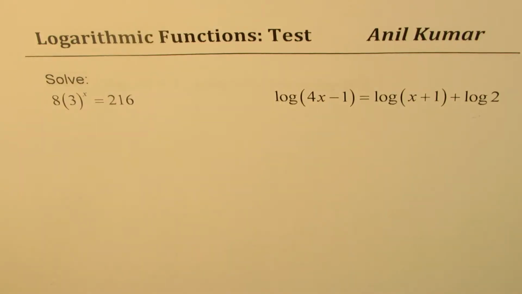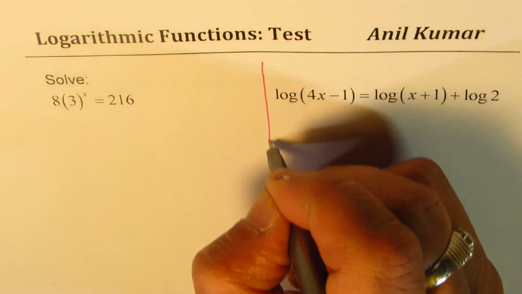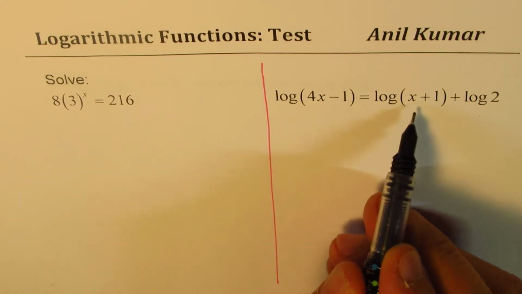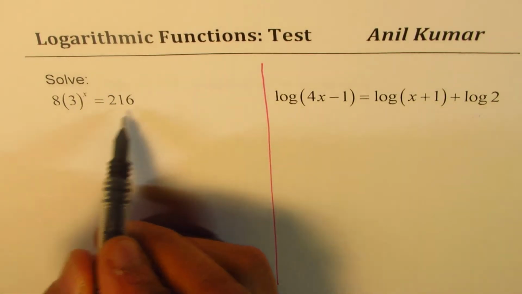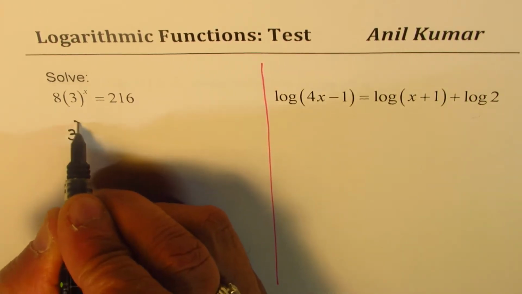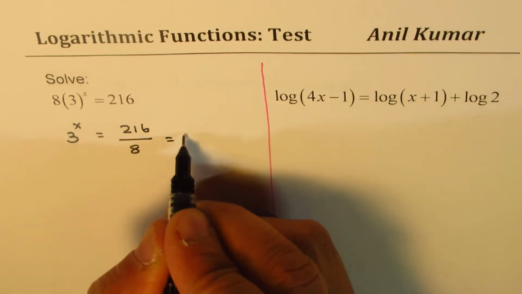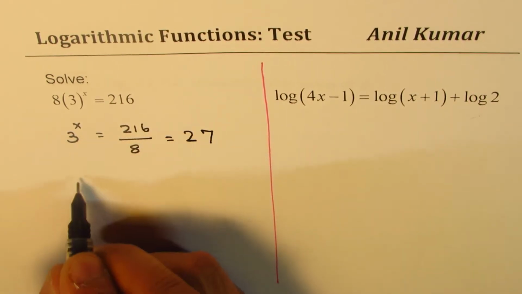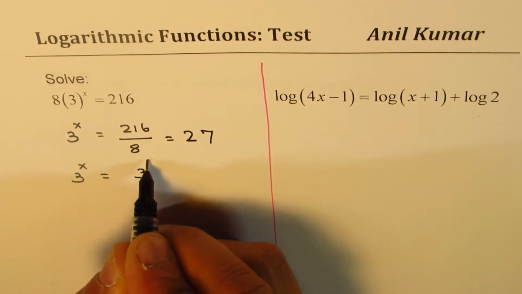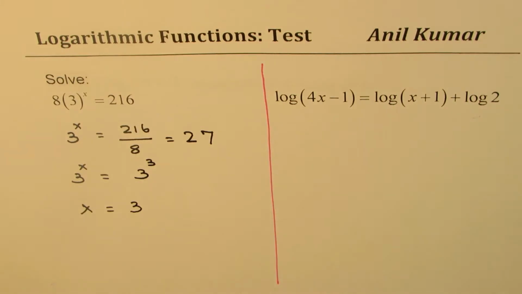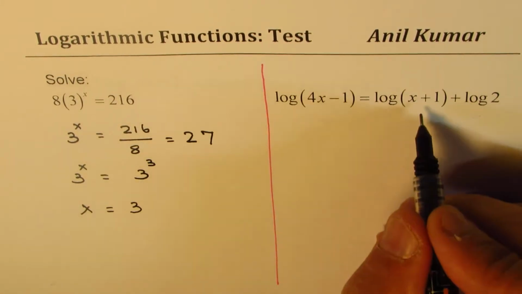Let's move on. Question number 2 here is, we need to solve these two equations. The first one here is 8 times 3 to the power of x equals to 216. And then we have log of 4x minus 1 equals to log of x plus 1 plus log of 2. Now, to solve such equations, we could write this as 3 to the power of x is 216 divided by 8. Now, 8 times 2 is 16, 56, 8 times 7. So we have 3 to the power of x is 3 to the power of 3. 3 cube is 27, and that gives you x equals to 3. So strictly speaking, this is just an exponential equation.